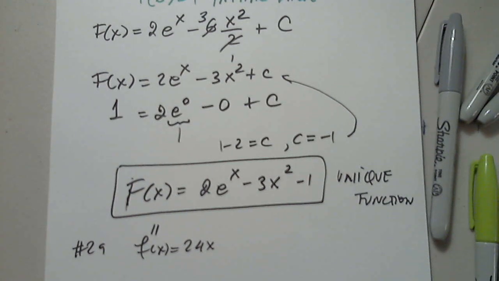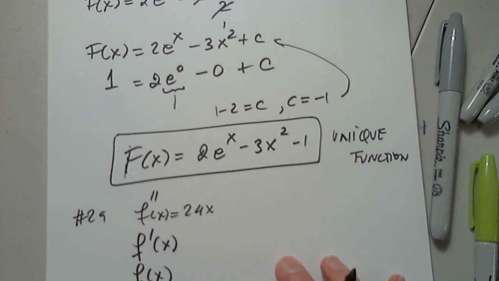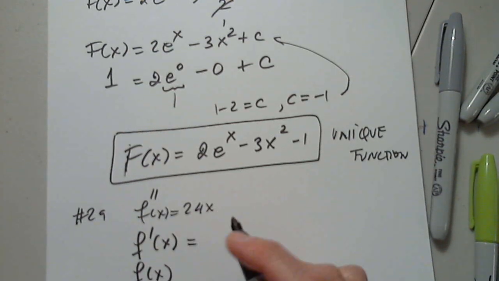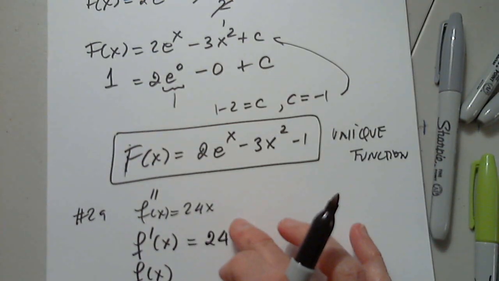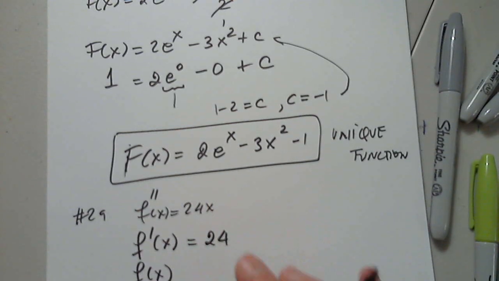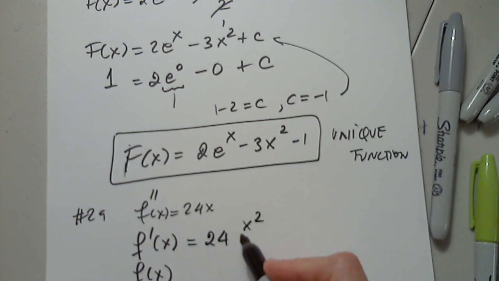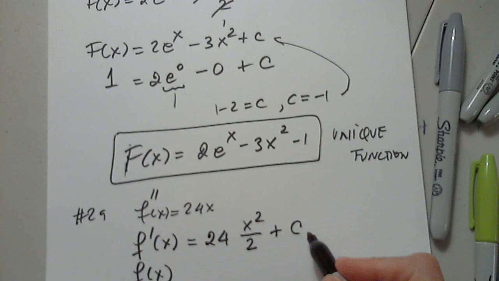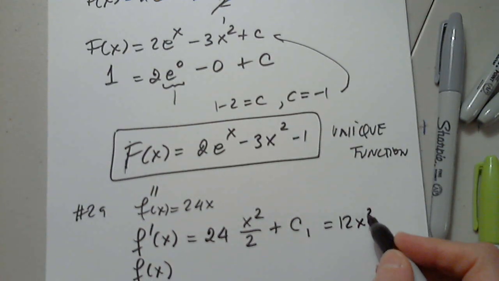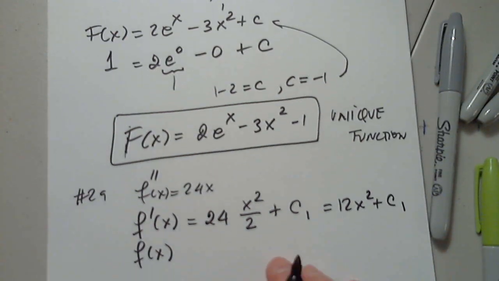So we're asked to find f, and that's the correct notation, because when we are given the second derivative, we will go backwards to the first derivative and then further to f of x. So let's find f prime. 24 is 24. Which function prime is x? x squared over 2. Very good. Plus a constant c1. I simplify and I get 12x squared plus a constant c1.